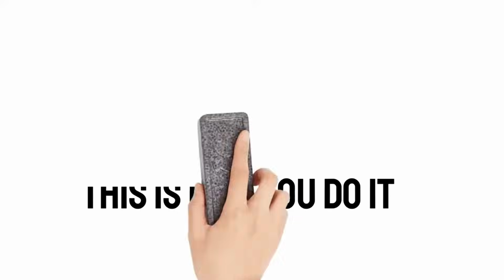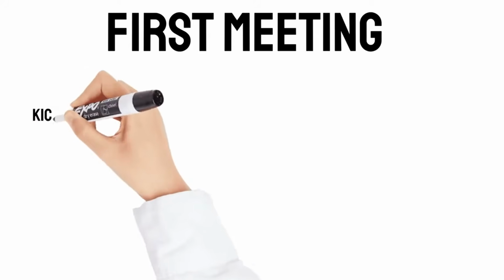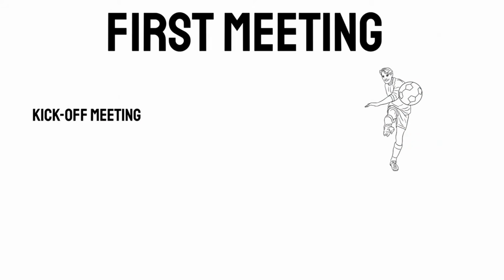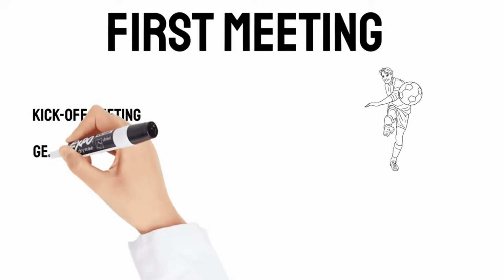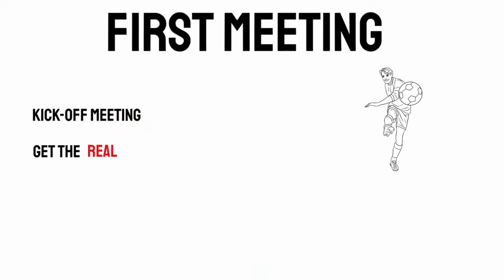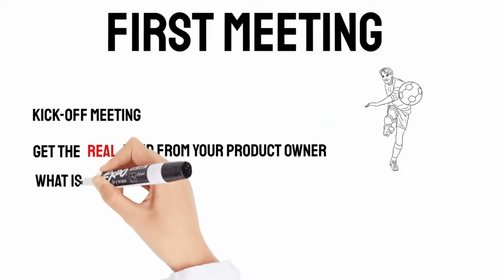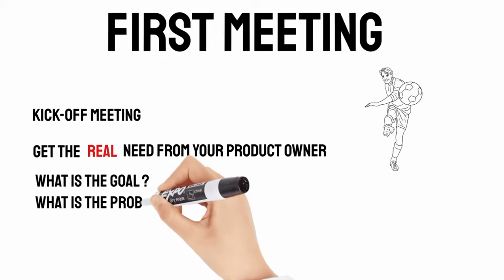First, set up a first meeting. In the first meeting, it's key to understand that the goal is, for now, just a kickoff. When I say kickoff, you don't really directly gather all the requirements. Key is really to understand what is the true need of the product owner. What is the goal in the end? What is the problem? And what are we trying to solve?